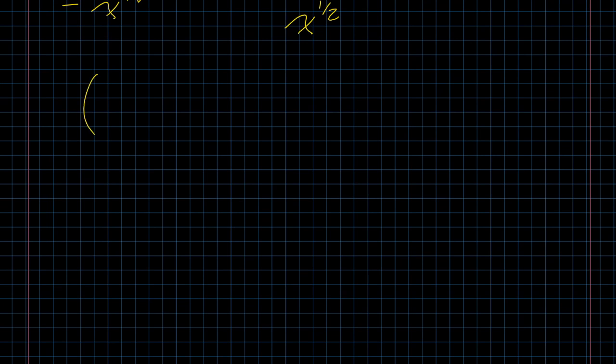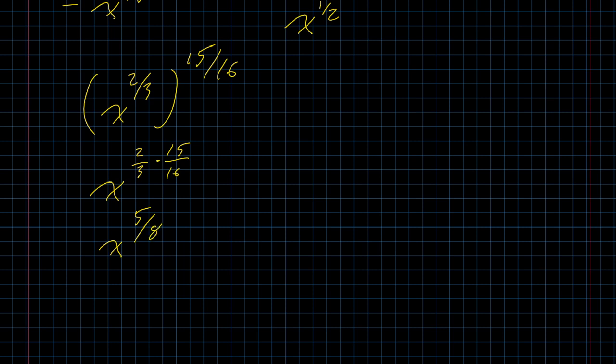And if I have powers to powers, x to the 2/3 raised to the 15 over 16, there's some ugliness for us. I can't imagine where this would actually come up in practice, but simpler examples certainly could. Power to a power rule, you multiply the exponents. This is 2/3 times 15 over 16, which is going to be 5 over 8.